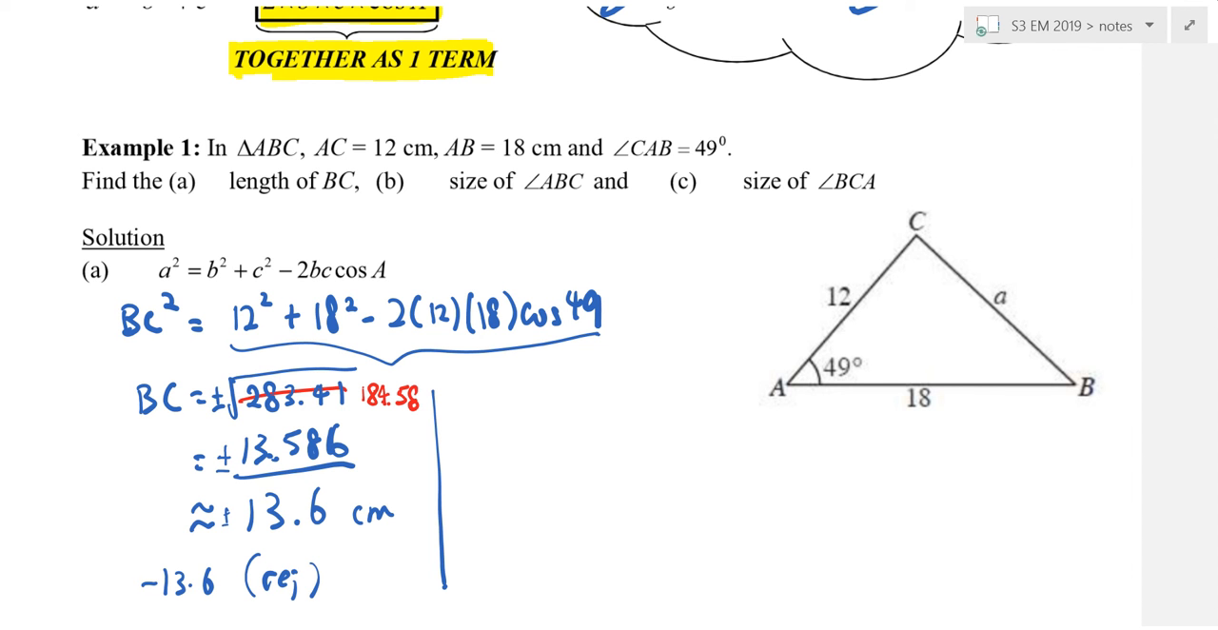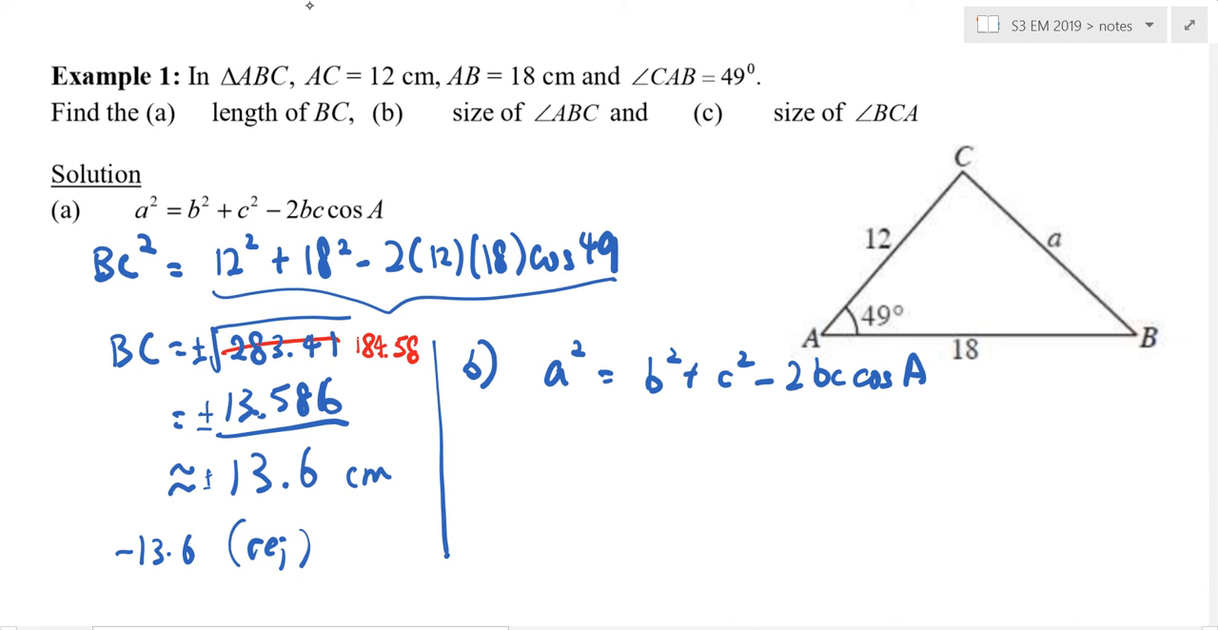Okay, next. Calculate the size of ABC. This is the part where I'm going to use the formula again. Ready? So I want to use the cosine rule. Later we will decide when to use what. So can you help me write down A square equals B square plus C square minus 2BC cosine A?